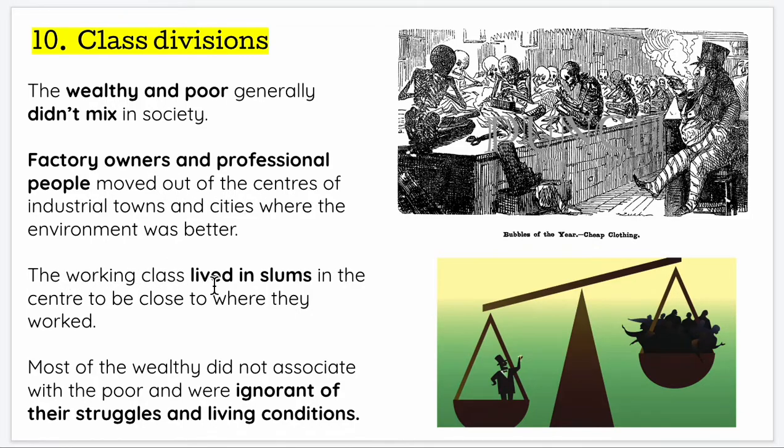The working class lived in slums, so the poor lived in really poor housing where they lived on top of each other with numerous people in one room. Most of the wealthy did not associate, so there was a big class divide. They ignored the struggles, which you can see here, and they didn't really care about them or their living conditions. That started to change towards the end of the period, but for the majority of the industrial period, the wealthy lived a much better life.